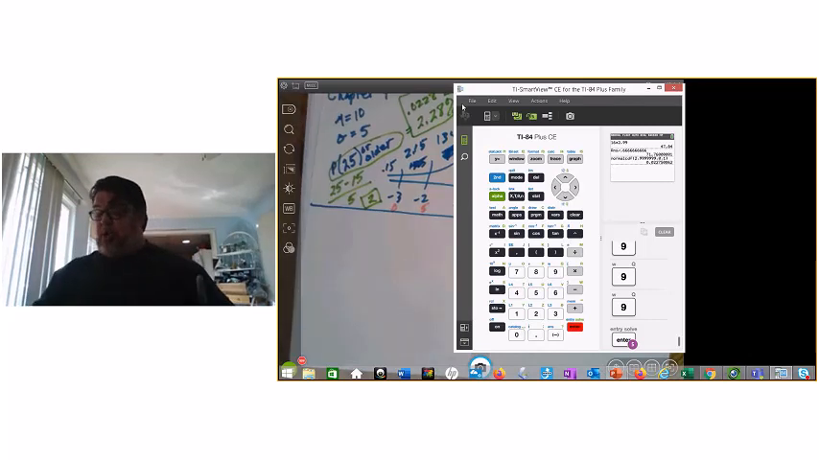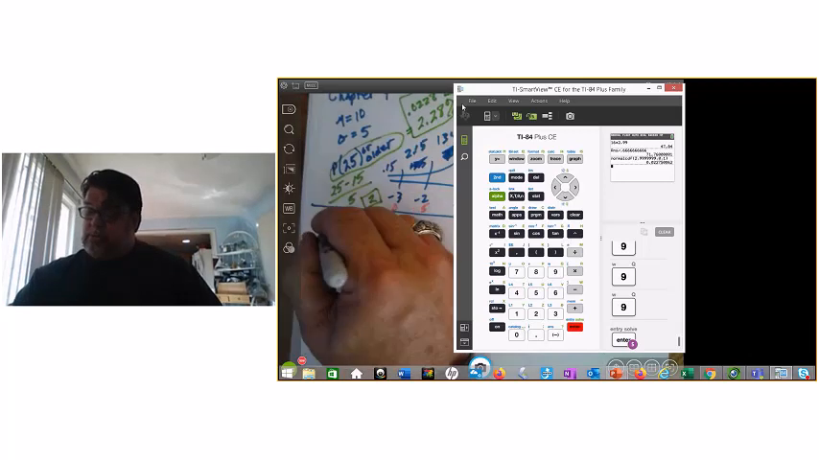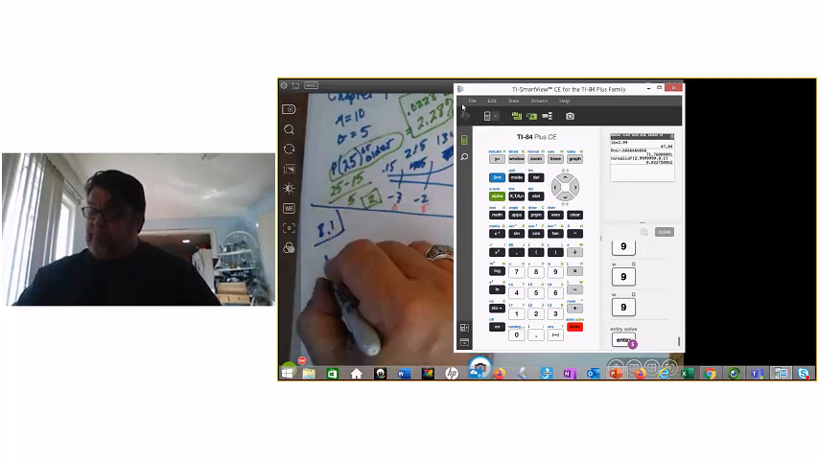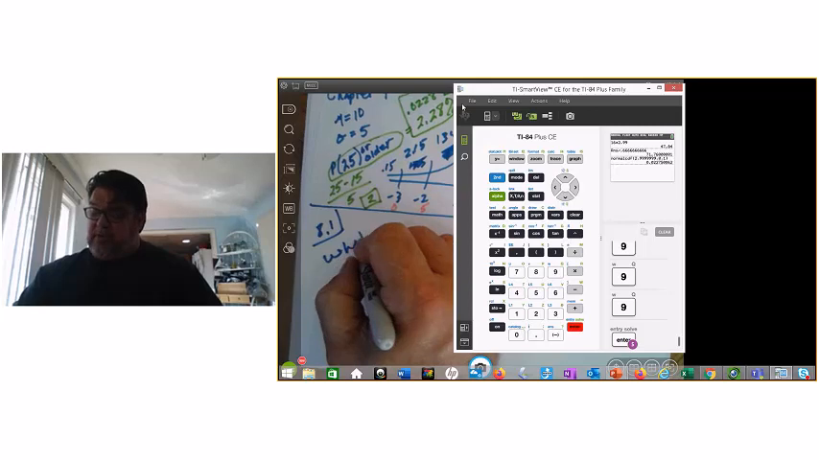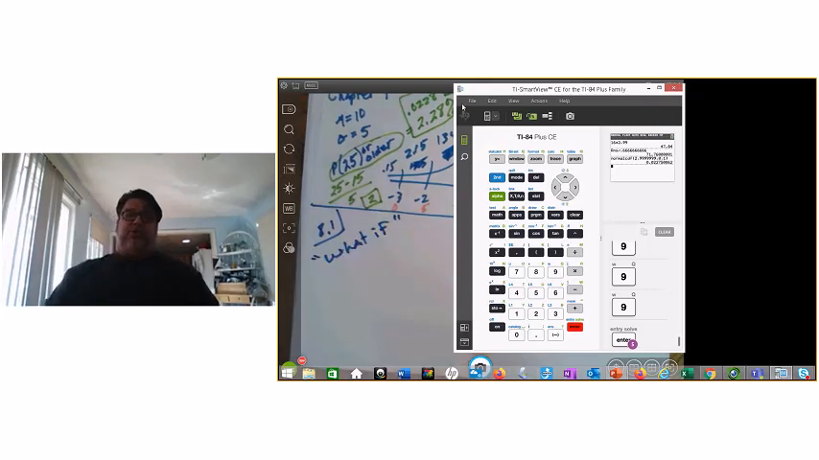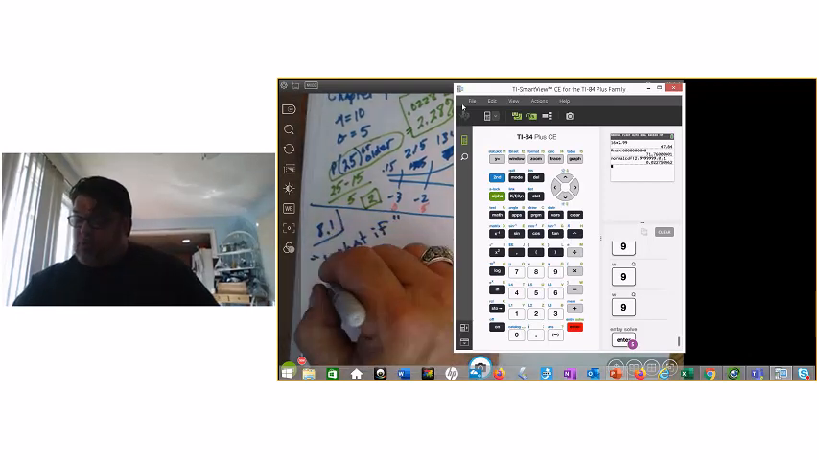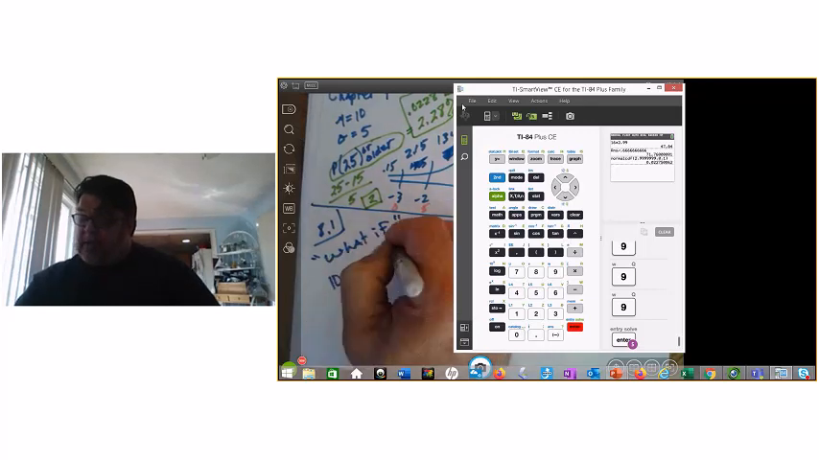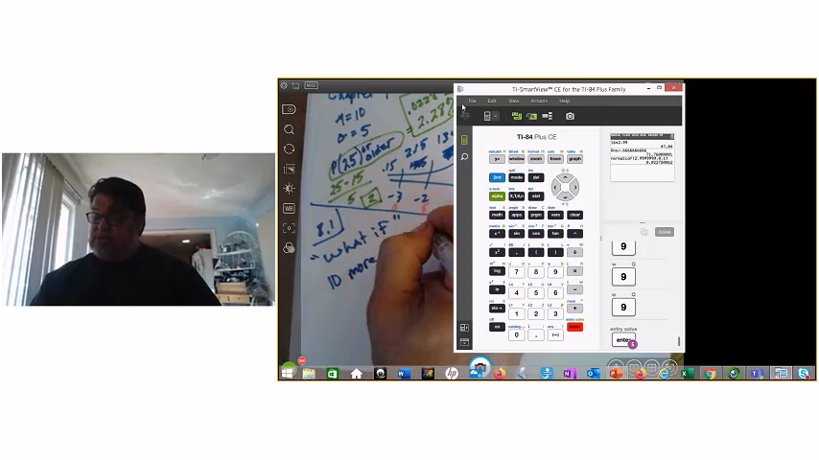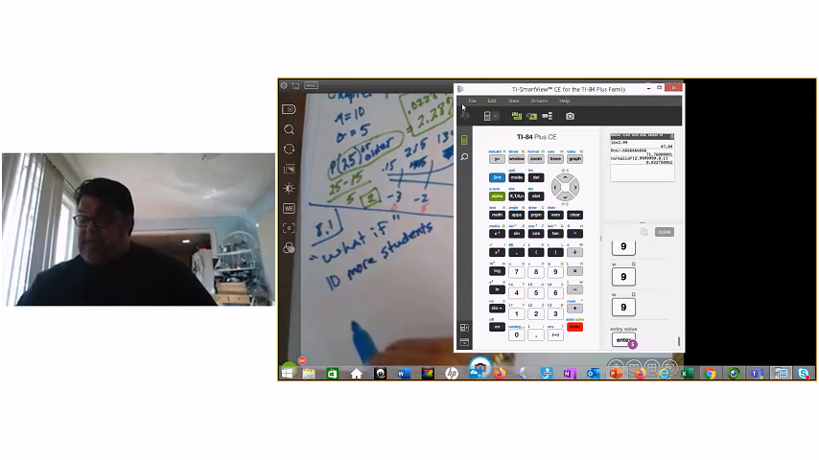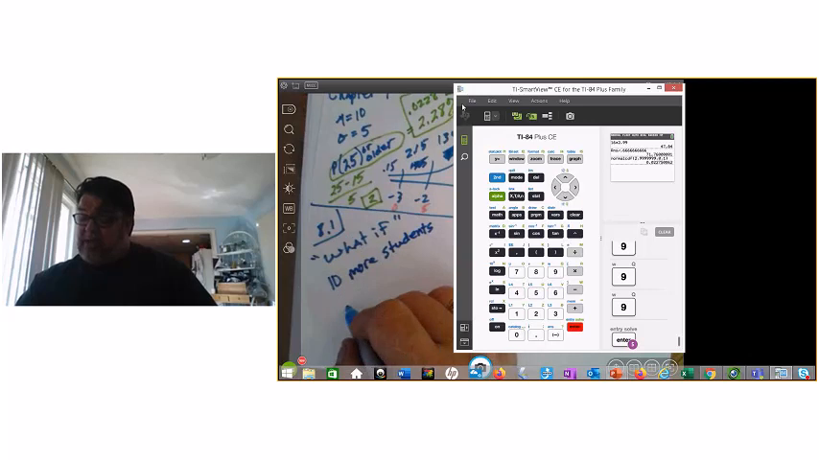Well, in 8.1 they tell you what if. Now they don't say what if. That's what I tell students. They're asking you, what if you have 10 more students add the class? What is the probability that they would be an age of 25 or older?